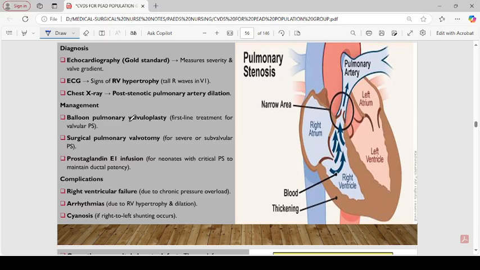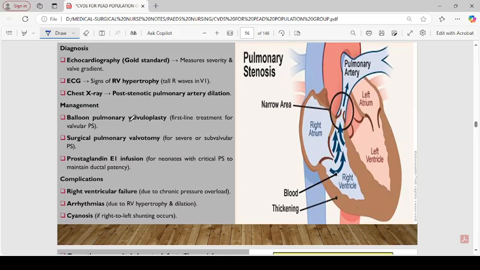In terms of management, the first line treatment for valvular pulmonary stenosis is balloon pulmonary valvuloplasty, while for severe and subvalvular pulmonary stenosis, we do surgical pulmonary valvotomy. For neonates with critical pulmonary stenosis, to maintain ductal patency, we give prostaglandin E1 infusion.